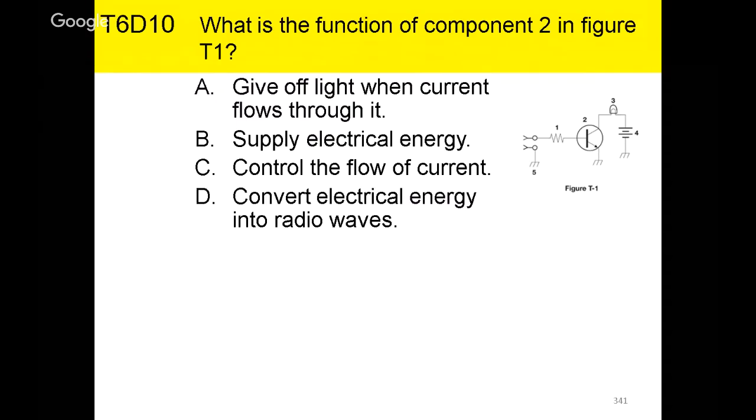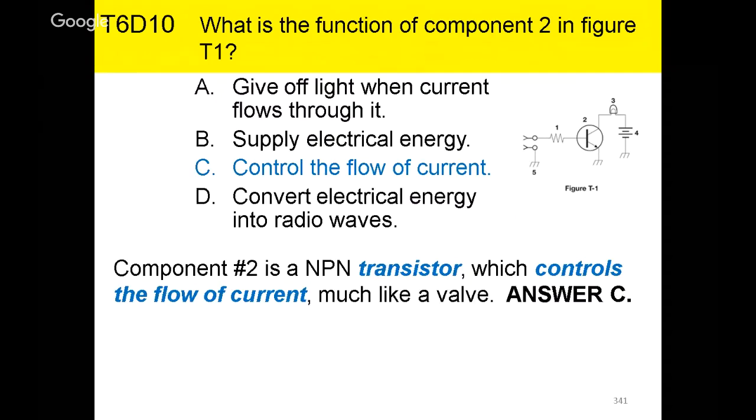What is the function of component two in figure T1? Figure T1 is here on the right-hand side, and we have component number two. What is the function of it? Well, I pretty much described that a moment ago. It acts like a switch, but it controls the flow of current for the light. It's much like a valve. As a matter of fact, old timers used to call tubes valves. So the answer is C: controls the flow of current.